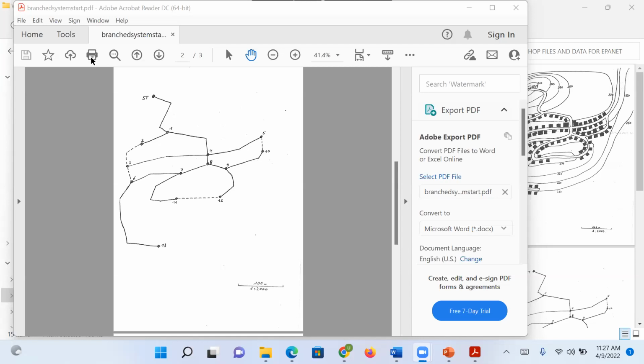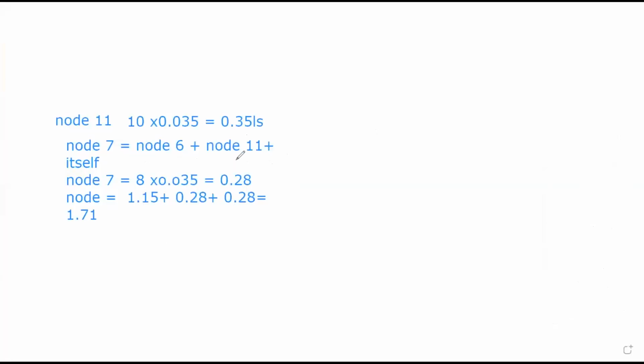Sorry, I just want you to affirm the calculation for node 11 while you are calculating node 7. You put almost the same figure, 0.28. And I think it's supposed to be 0.35 rather. 0.35, yeah, thank you.